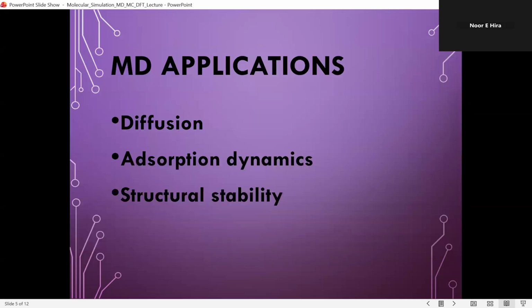Where can we implement this? When we want to discuss diffusion, where we track how molecules move through a material; adsorption dynamics, showing how gas molecules interact with the surface over time; and structural stability, revealing whether a system remains stable under thermal motion or not. Because MD explicitly includes temperature and time, it is ideal for investigating transport properties and kinetic behavior, which cannot be captured by static methods. So it's clear.